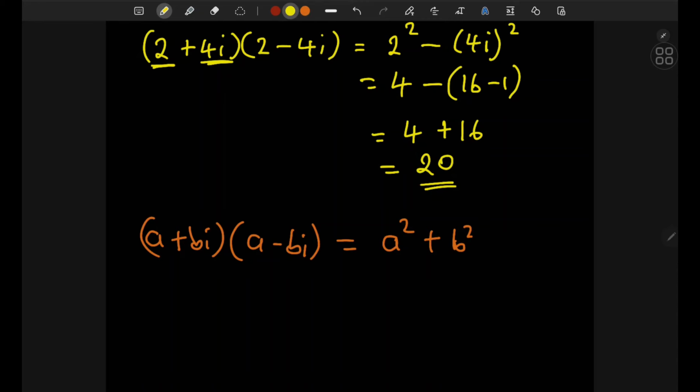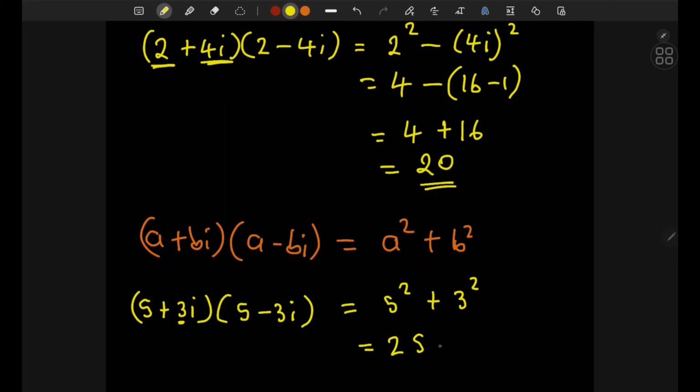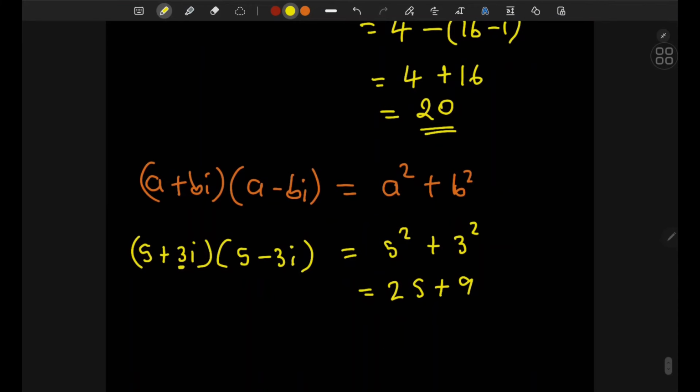So if I was to give you an example, let's say we have 5 plus 3i, and then we have 5 minus 3i. So if we are going to get a solution here, we'll just square 5. So 5 squared plus, you also get the coefficient of the i, which is 3. So 3 squared, and that is just 25 plus 9, giving us 34. And that is our solution.